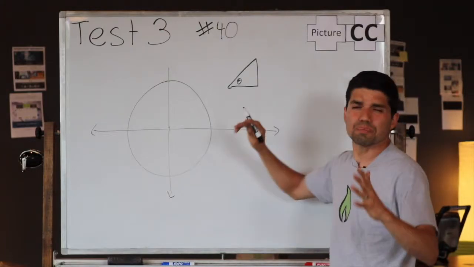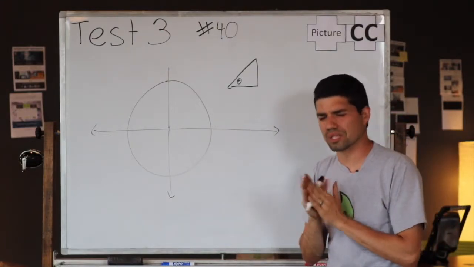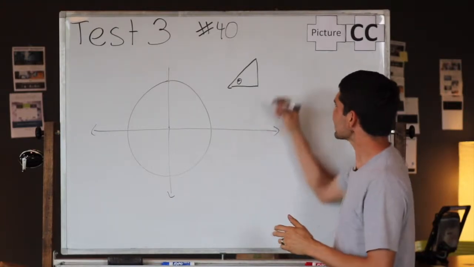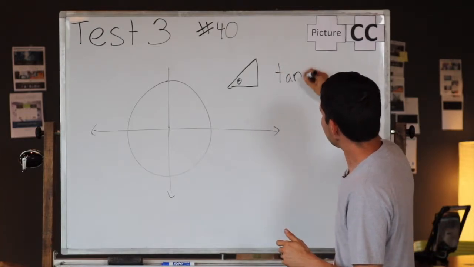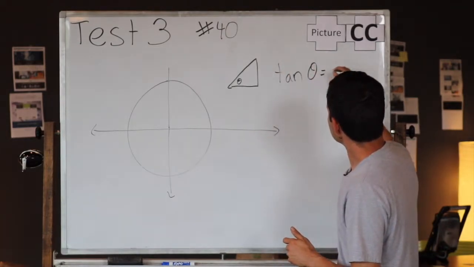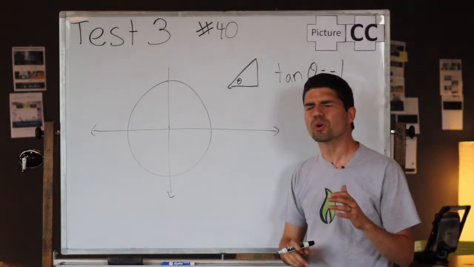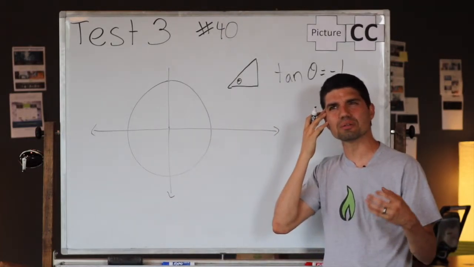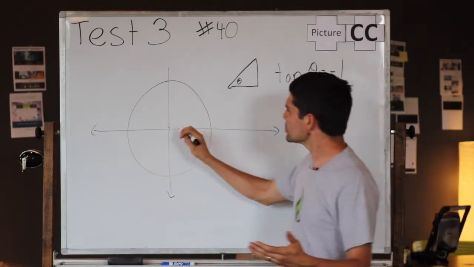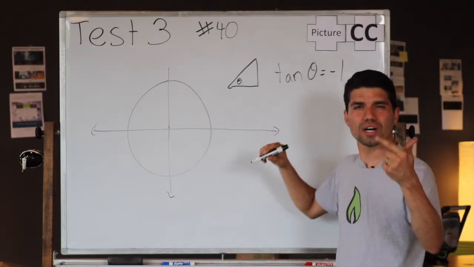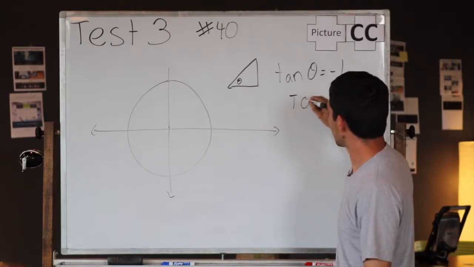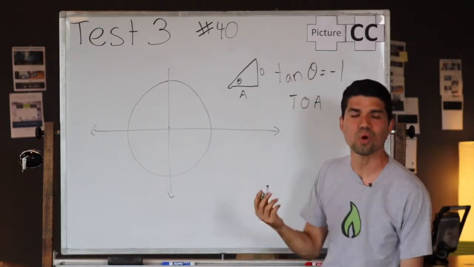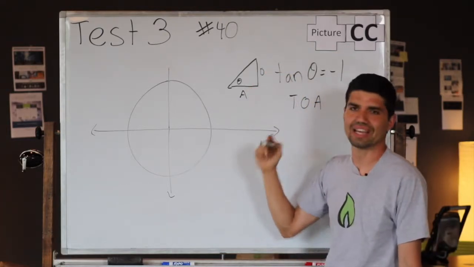So let's break it down into some detailed steps here so we can really understand this question. Let's unpack it. It's asking us, when is tangent equal to -1? Before we think about when it is -1, let's review when tangent would be +1. SOHCAHTOA, so we know tangent is opposite over adjacent. And if opposite over adjacent is equal to 1, what do we know about opposite and adjacent?